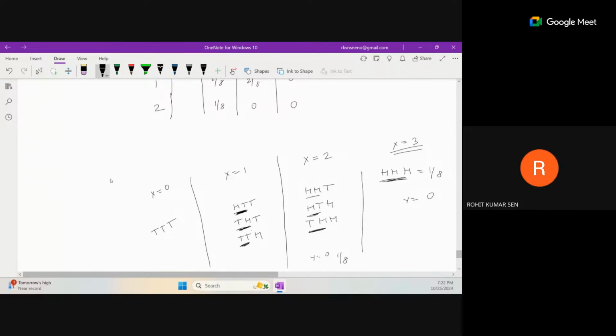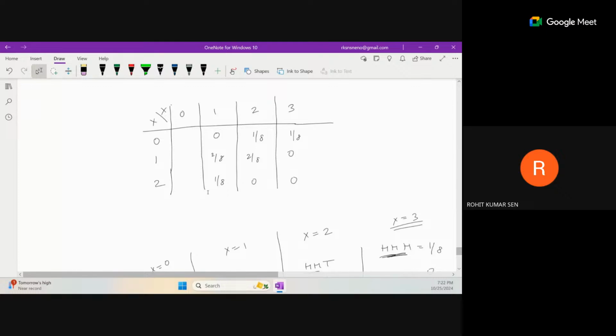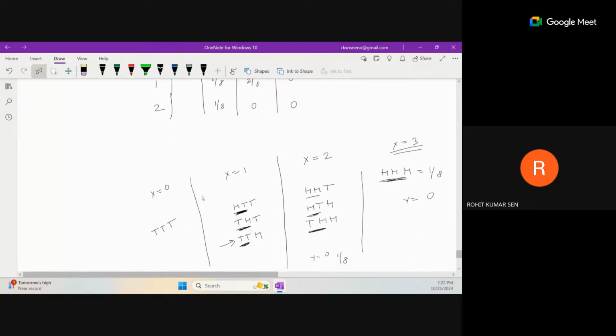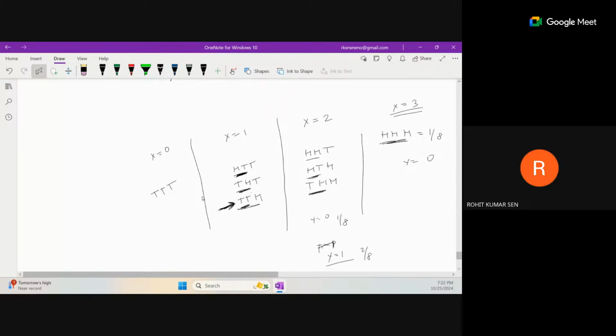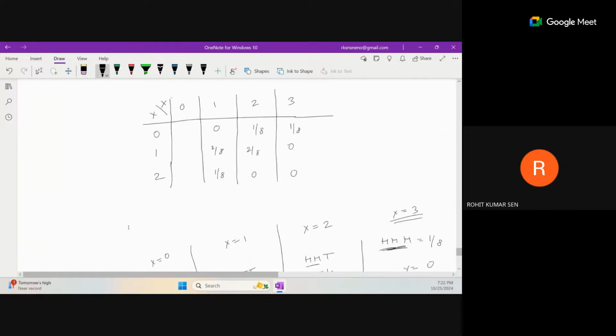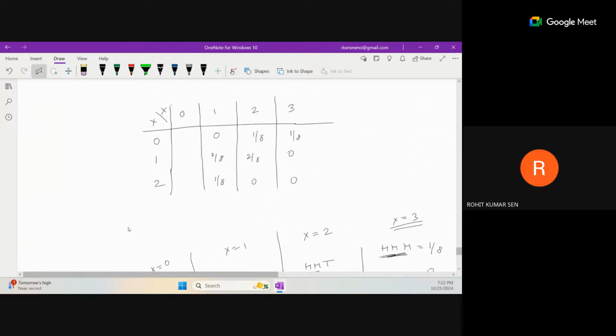x is equal to 1 and y is equal to 2. y is equal to 2 means what? 2 tails in the first two tosses. So it is TT, right? I have only one such outcome, so what is the probability of this? It is 1 by 8. That's why I have 1 by 8 here. So till now the question is clear to you.